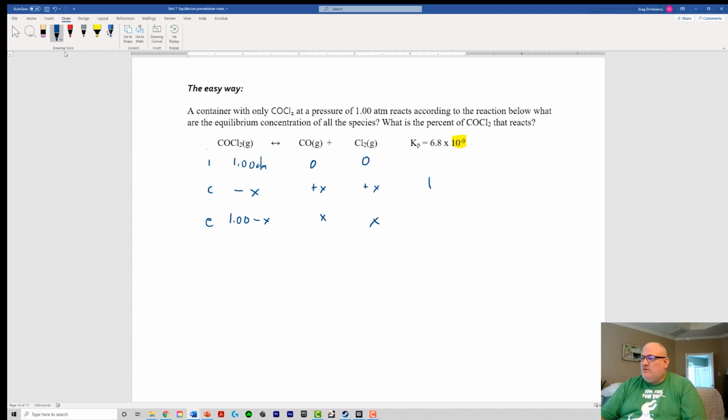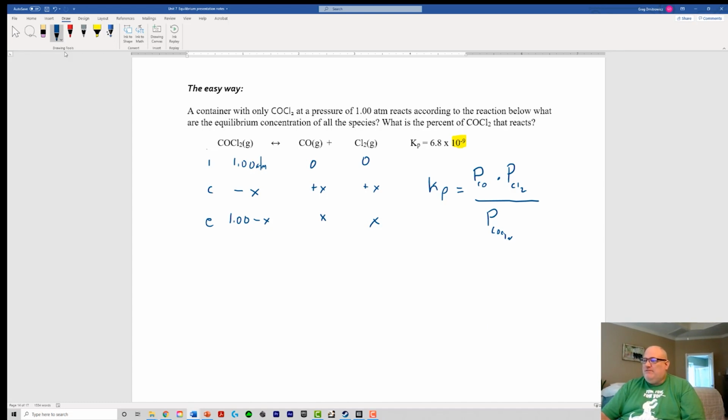So if we wrote our Kp expression, it looks a little bit differently, because we would write P, and then whatever our substance is as a subscript. Since our products are CO, raised to the 1, times the pressure of Cl2 raised to the 1, all of that is going to be over the pressure of CoCl2 raised to the 1. And if there had been coefficients, we would have raised it to 2, etc.